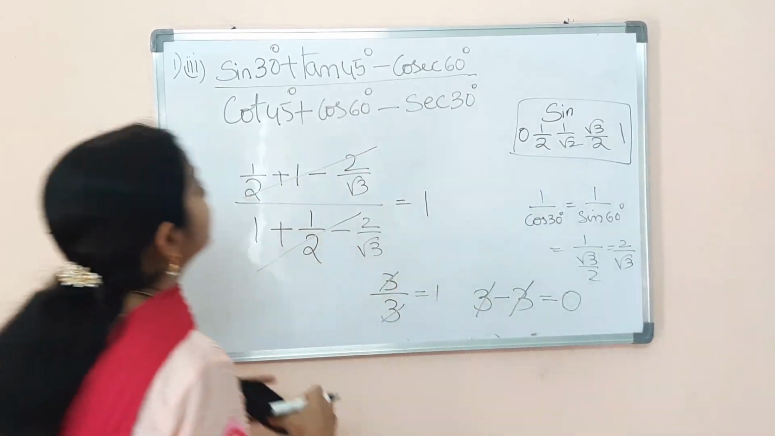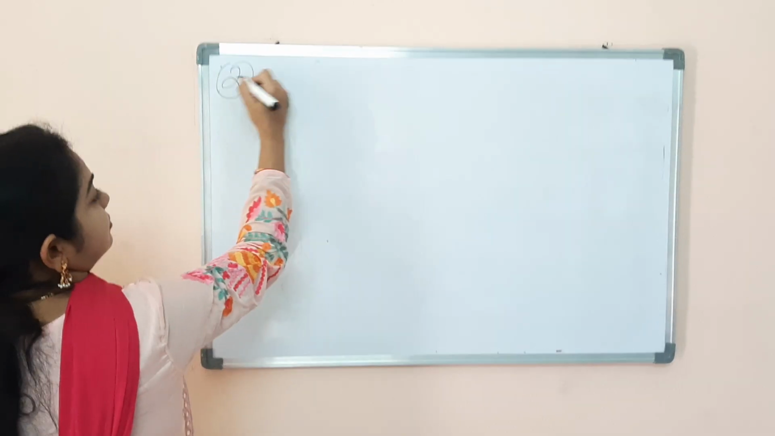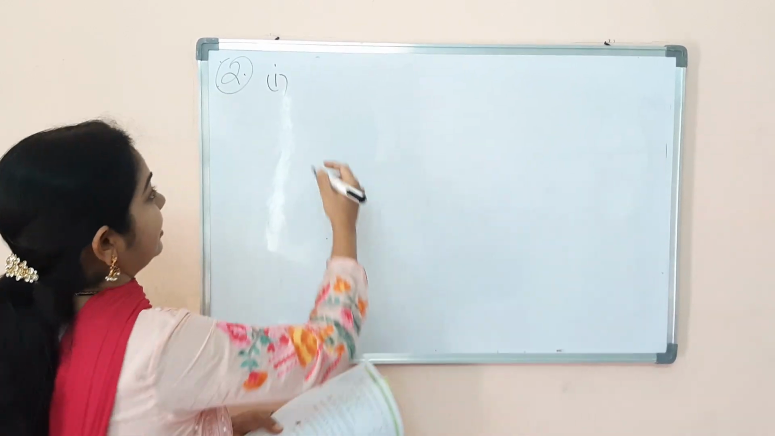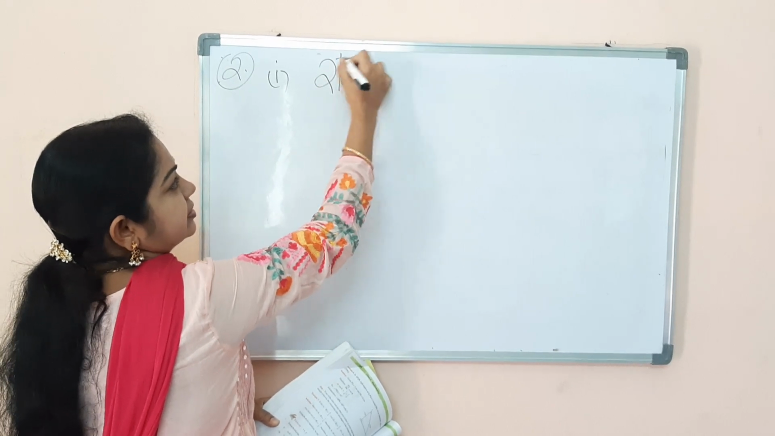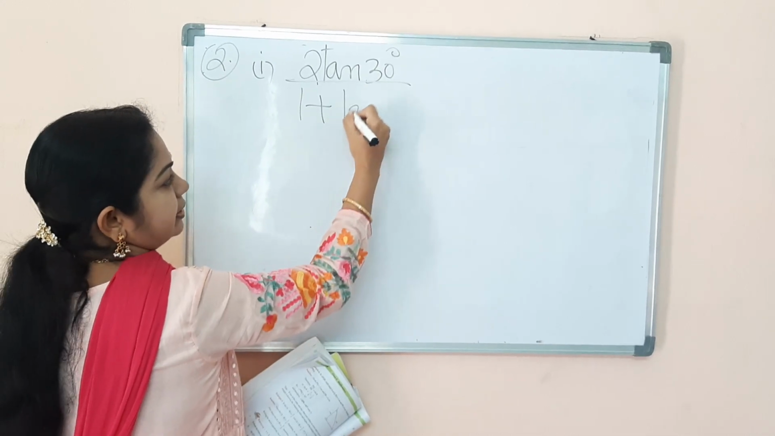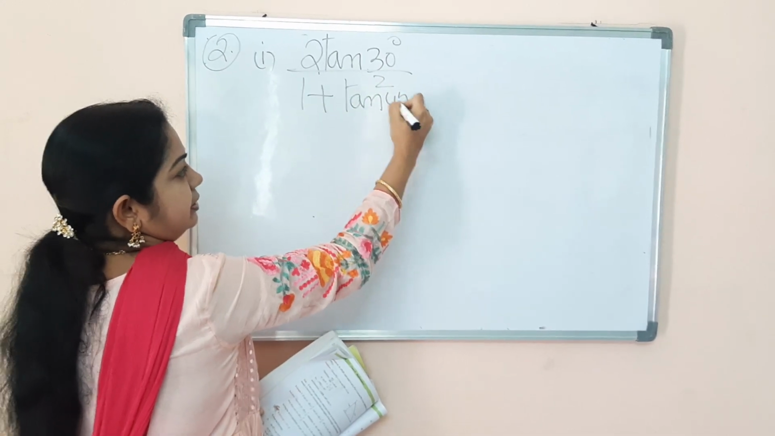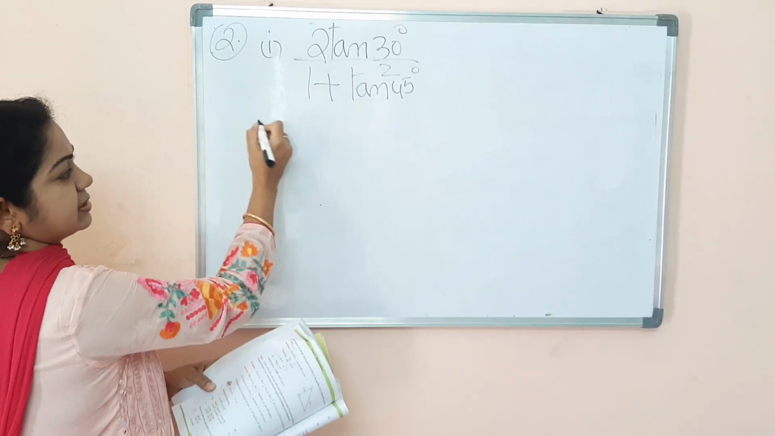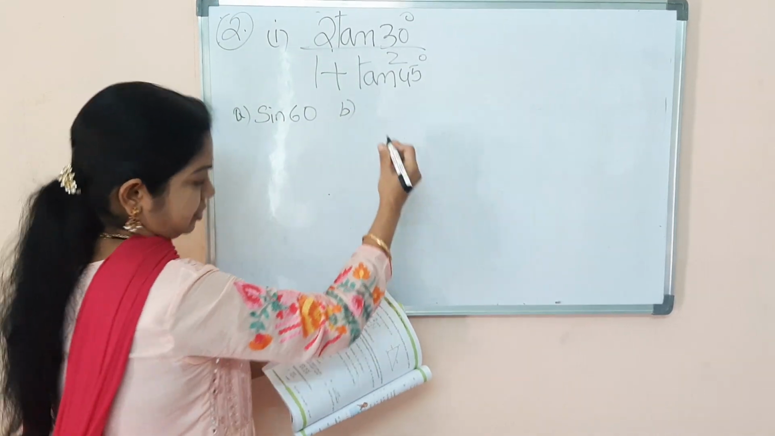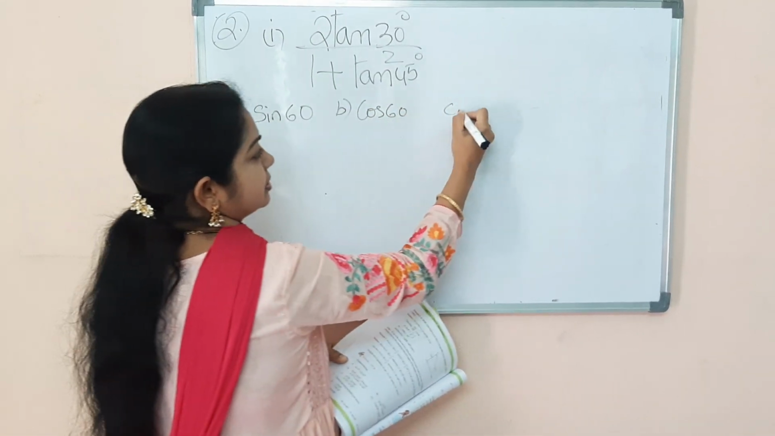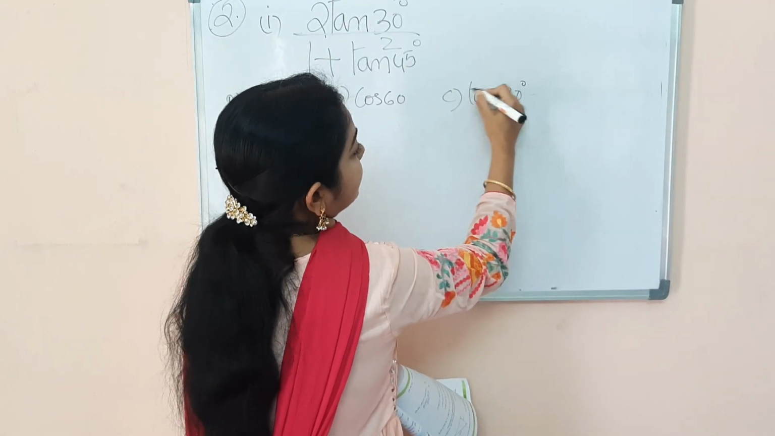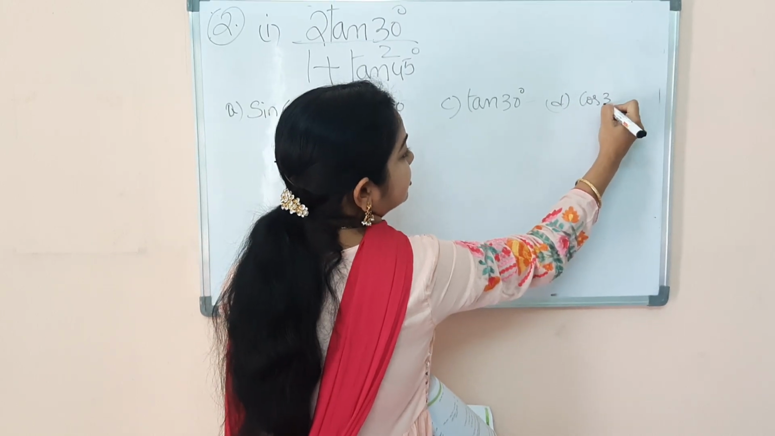So let us take one more problem. Another problem from the same exercise 11.2 based on the values. That is 2 tan 30 degrees divided by 1 plus tan square 45 degrees. Here the options are given: A is sin 60. This is an MCQ question. B is cos 60 degrees. C is tan 30 and D is cos 30. These are the options given.